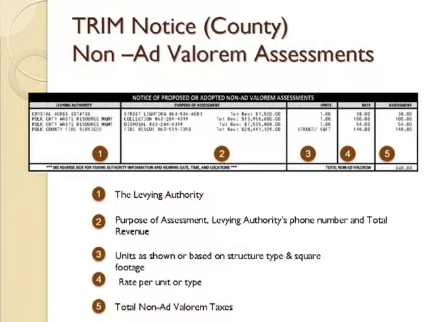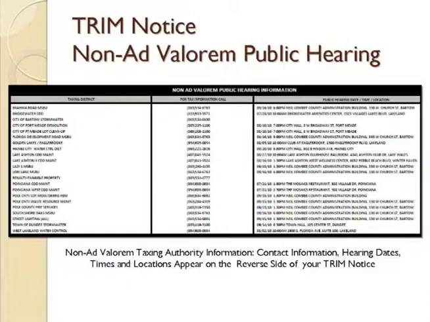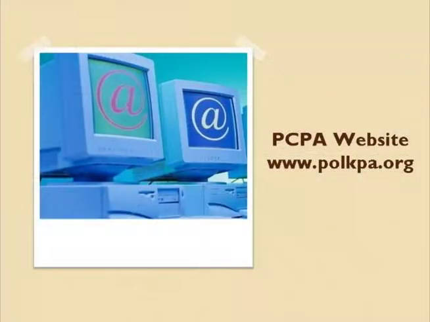You have the authority in column 1, you have the purpose of that assessment, the phone number, and the total revenue dollars anticipated to collect. Column 3 shows the units, what you're based on, or whether it's by the structure type and square footage, as some of our commercial buildings are, the rate per that unit or that type, and then in column 5, the total non-ad valorem fees that are due. Here again is another portion of the non-ad valorem public hearings, the same as the other. It gives the authority, the phone number to call, and their date and time of when they will have their hearings.